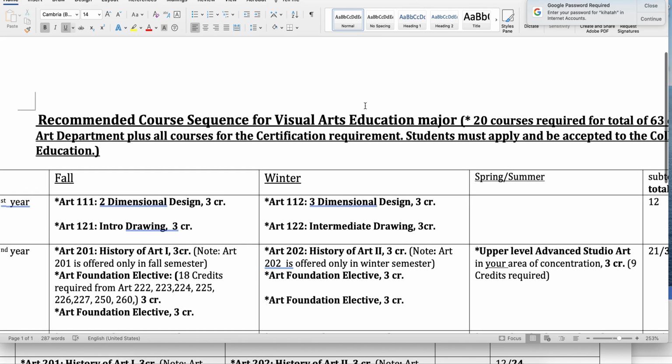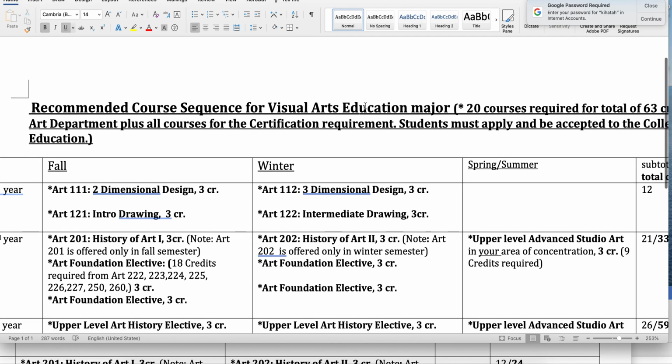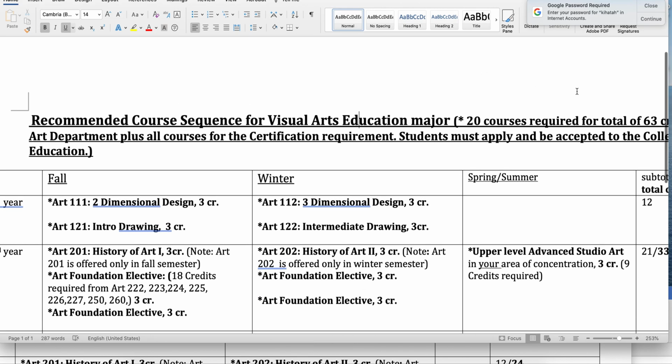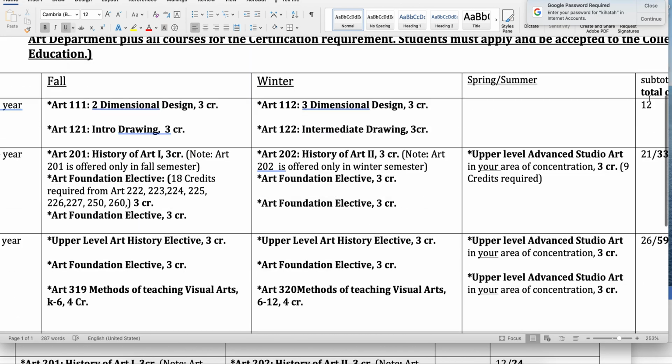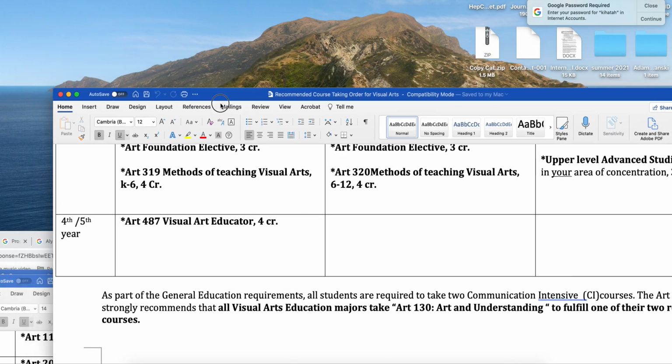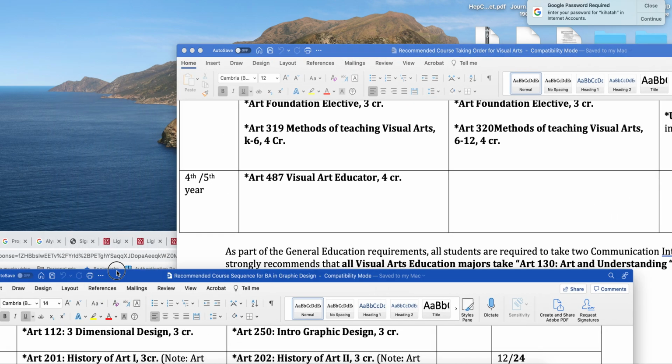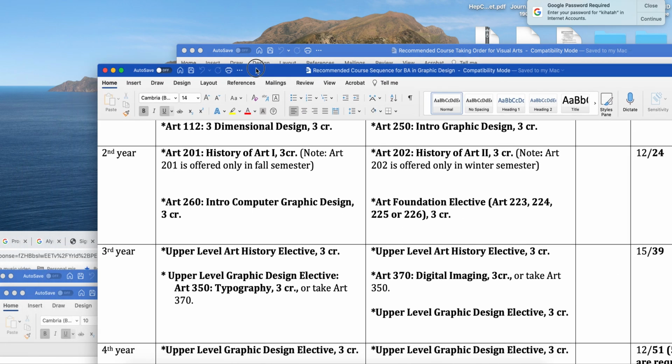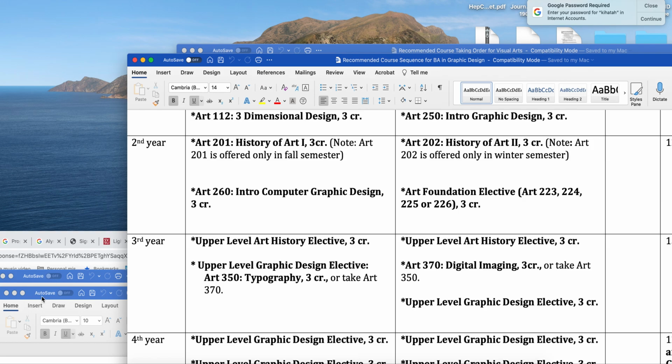Let's see. Let me see. What do I have to do to move this? Maybe I have to do this. Okay, I'm having a real hard time right now moving this. Oh, here you go. Okay.